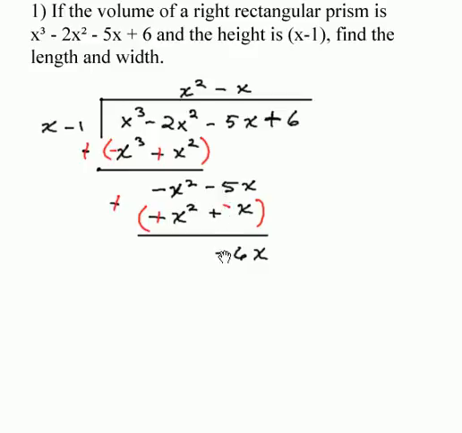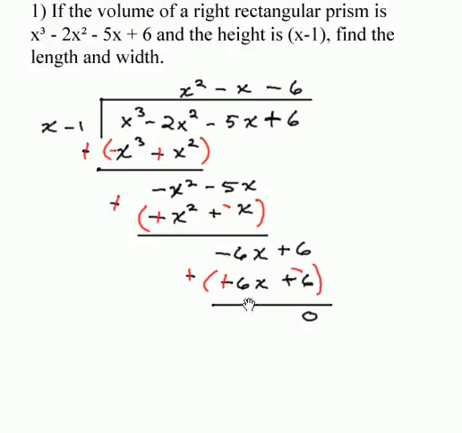Next step in the process, bring down the next term, which is the last term in the dividend, plus 6. Repeat the whole process again and ask ourselves the question, what times x gives us negative 6x? The answer to that is a negative 6. Distribute this out. Negative 6 times x is negative 6x. Negative 6 times negative 1 is positive 6. Again, instead of subtracting, we're going to add the opposites. And when we do, the negative 6x plus positive 6x drops out to 0. 6 plus negative 6 drops out to 0.